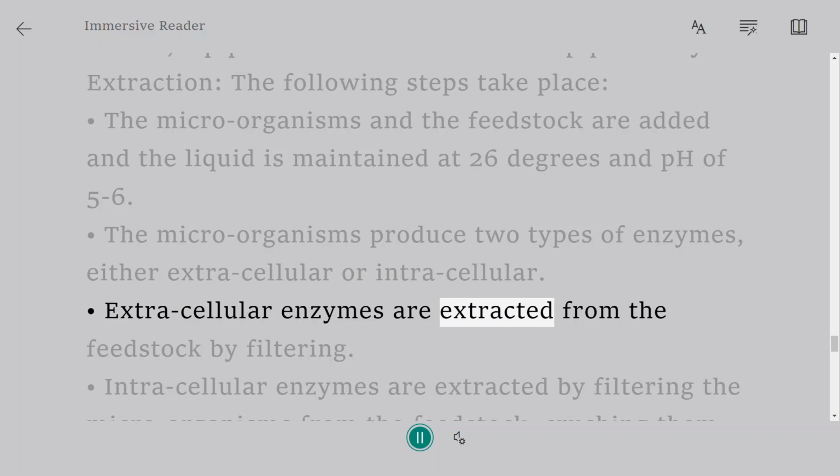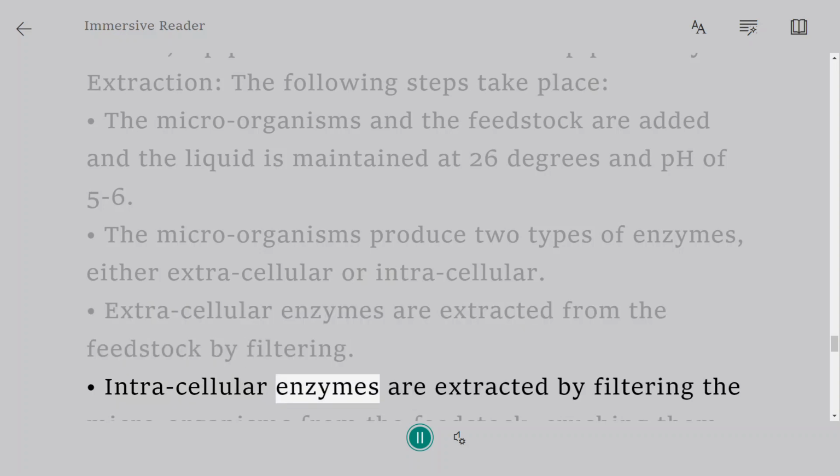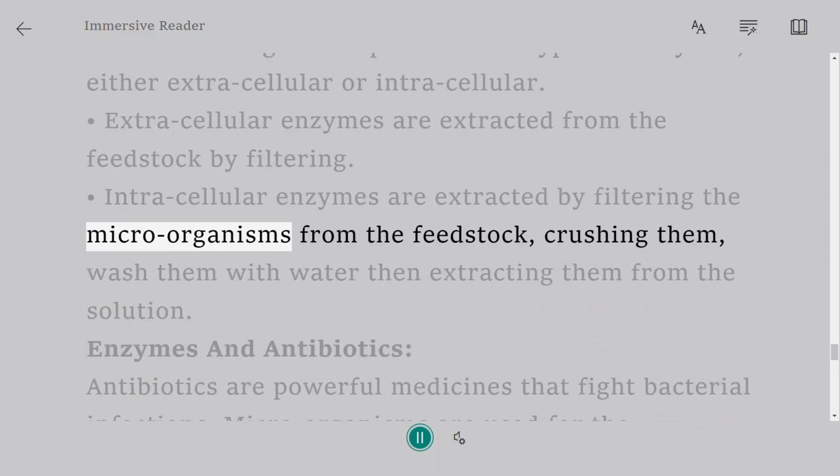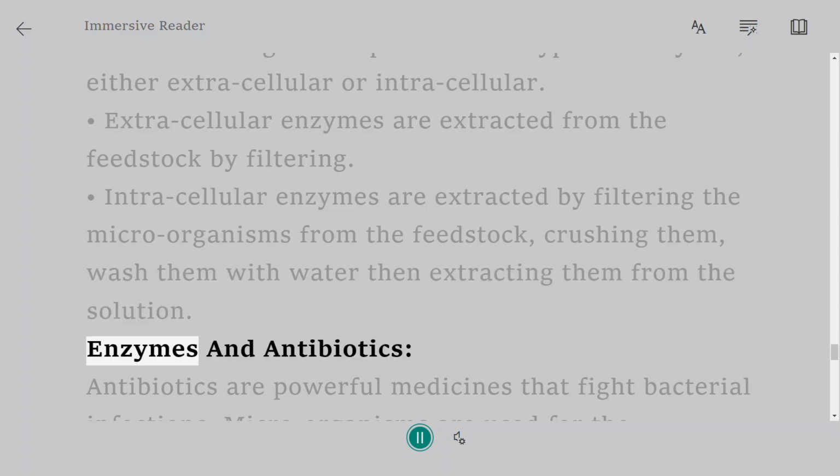Extracellular enzymes are extracted from the feedstock by filtering. Intracellular enzymes are extracted by filtering the microorganisms from the feedstock, crushing them, washing them with water, then extracting the enzymes from the solution.